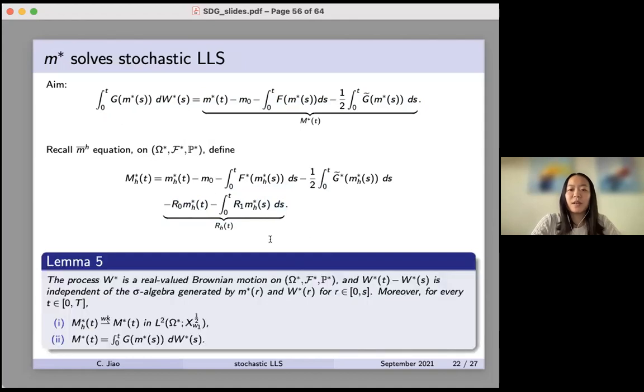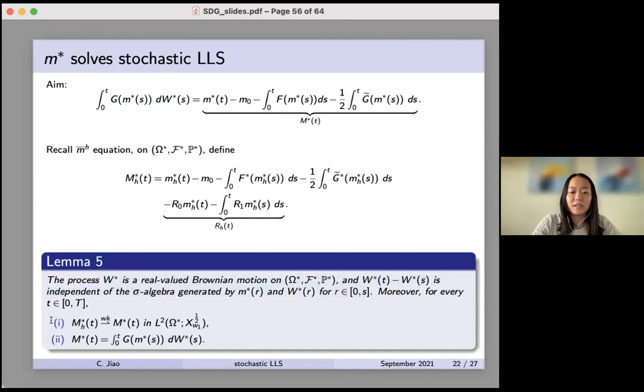If we can show that W star is a well-defined Wiener process, and if we can show that the process capital MH star converges weakly to both capital M star and the then well-defined stochastic integral highlighted here, then by the uniqueness of weak limit, we have the equality. For the first point, W star is a real-valued Brownian motion with independent increments by checking its finite dimensional distributions, which we omit the derivations here.